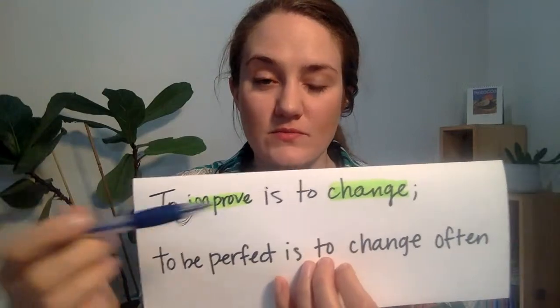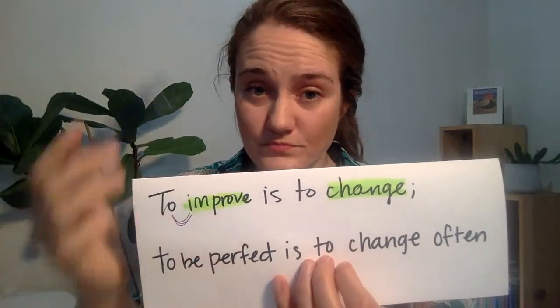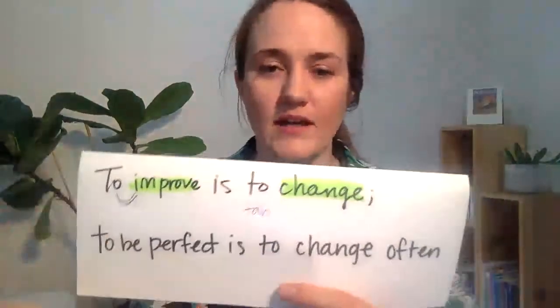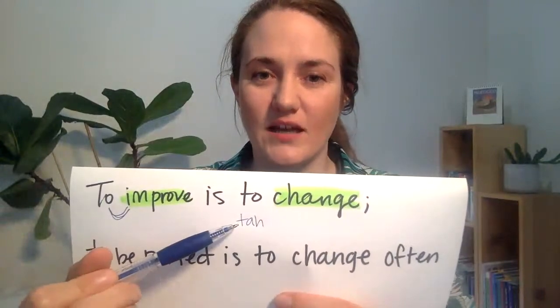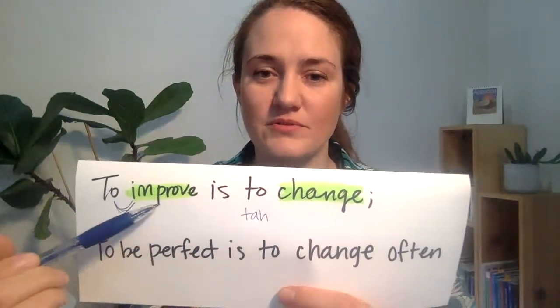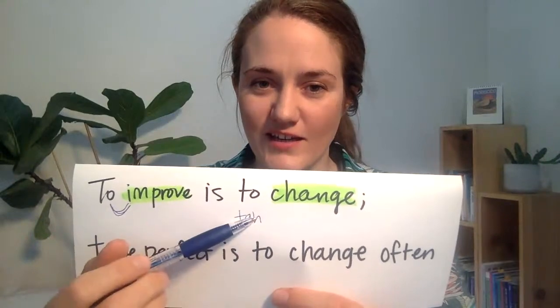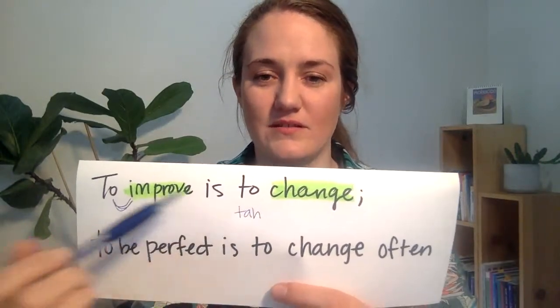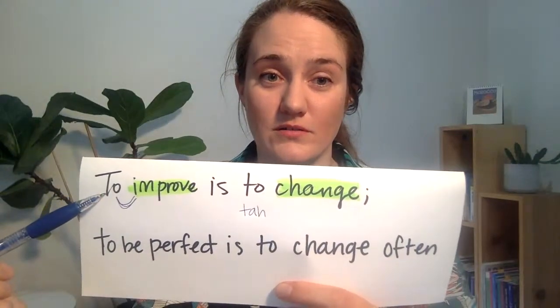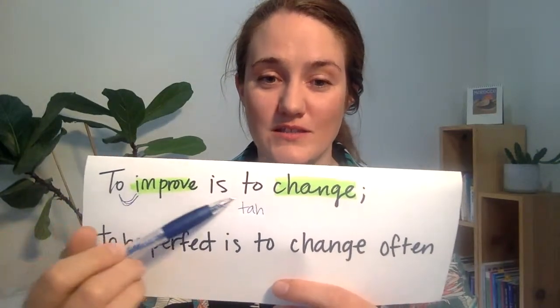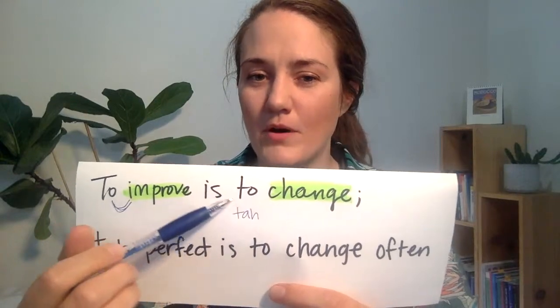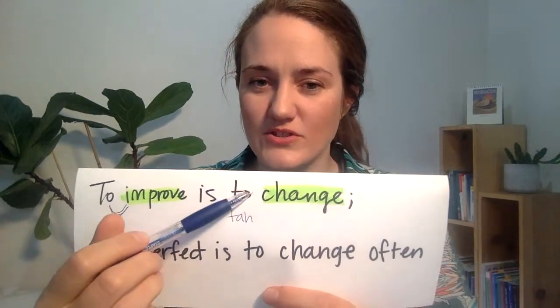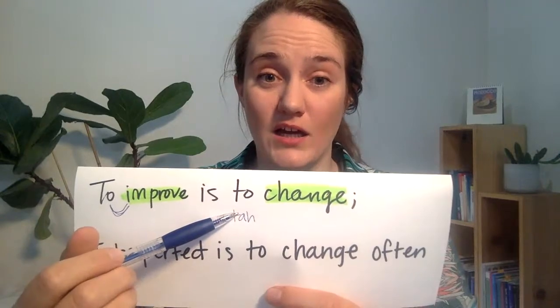And this word, to, can sometimes sound, in the American accent, like tuh. Like to improve is tuh, is tuh. It's usually when it's in the middle of a sentence. You can hear this one is more clear. To improve is to change. But most Americans are going to change this to a tuh.